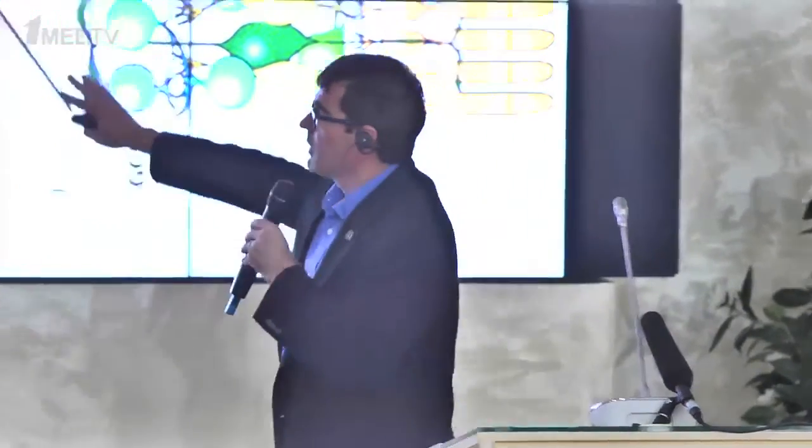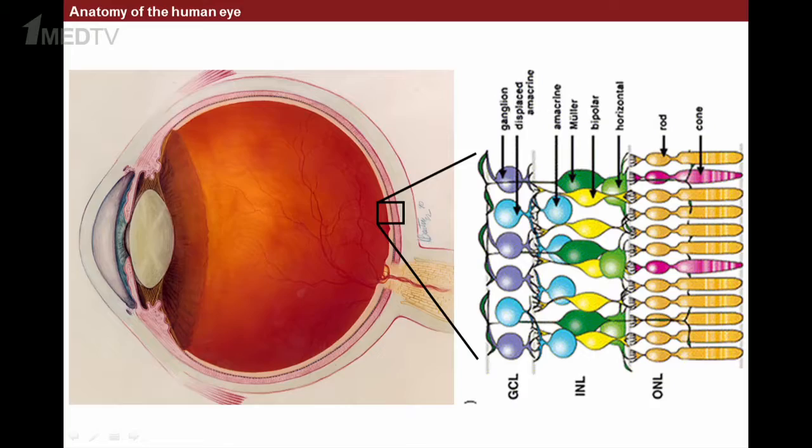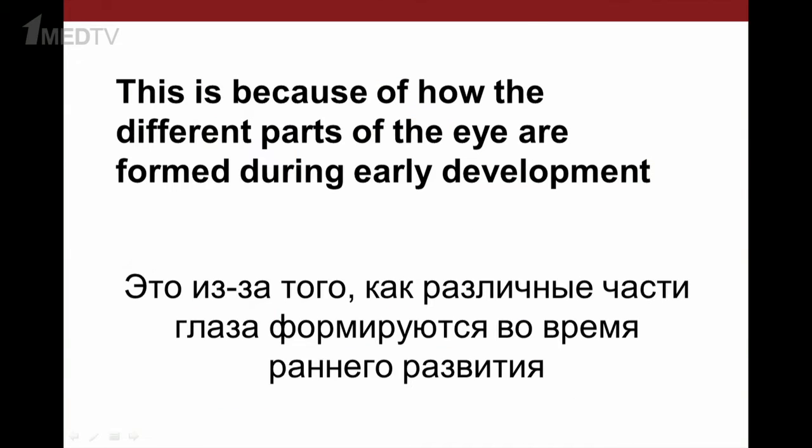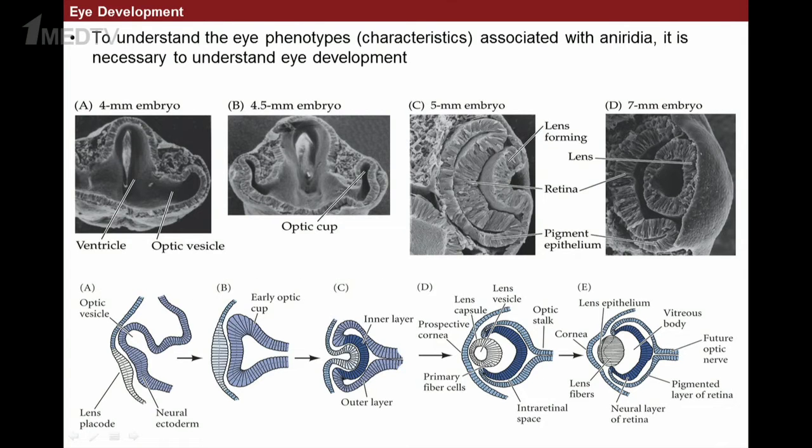So the important thing is that aniridia affects all structures of the eye. This is because early in development, the eye, as you've already seen, has the cornea, iris, lens, and retina. And of course, the retina is composed of different cell types. In order to understand why these cells are all affected, we need to go back and understand a little bit about how the PAX6 gene is expressed in development.